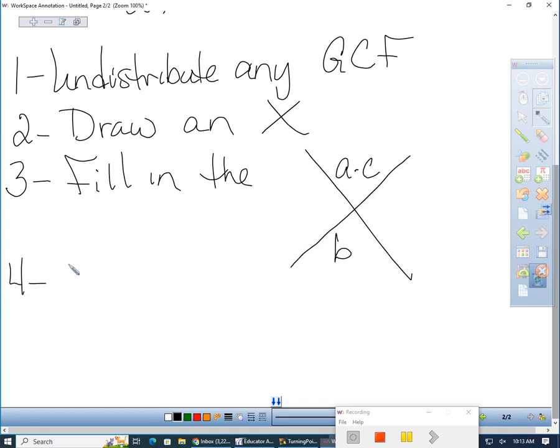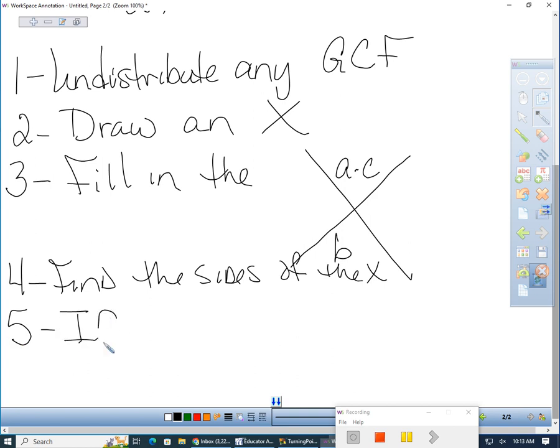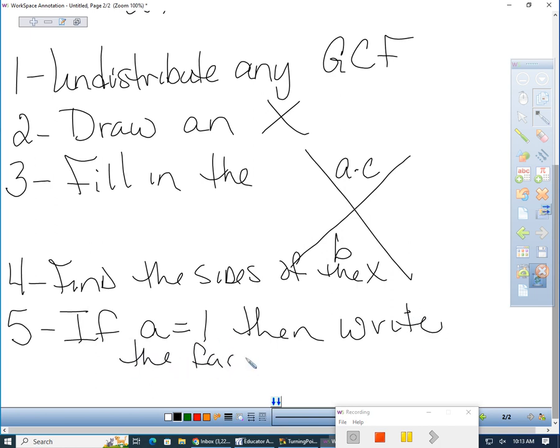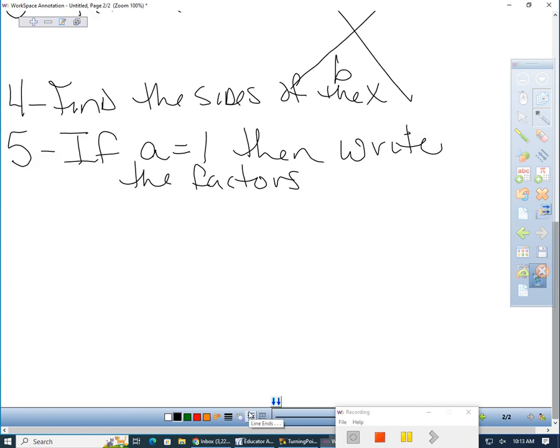Step 4, find the sides of the X. And then step 5 today, if a equals 1, which means that leading coefficient is 1, then write the factors. All right, so here's what I mean by all of these steps. Let's talk about them a little more specifically. And all of these steps are going to make sense as soon as we do this, okay?